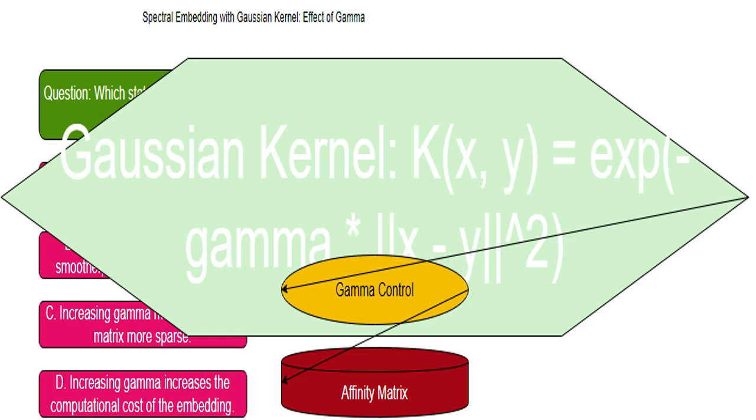Think of it like this. A high GAMMA is like a very focused spotlight. Only points very close together are brightly illuminated, high similarity. A low gamma is more like a floodlight, illuminating a wider area, high similarity even for relatively distant points.